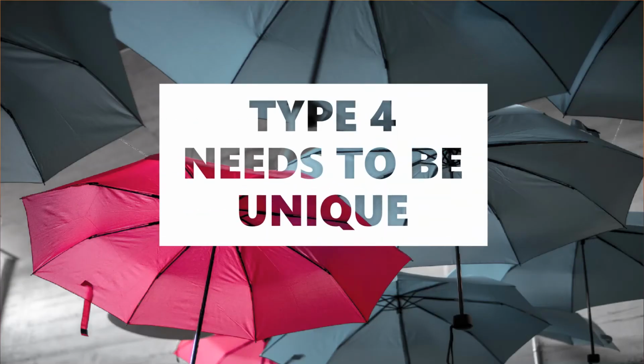Type 4 needs to be unique. Needs to have what is special about them recognized. They desire to have what is special, unique, and truly them recognized by others. There's this sense of they're not quite like everybody else. There's everybody else and then there's me. There's something that's different about me.